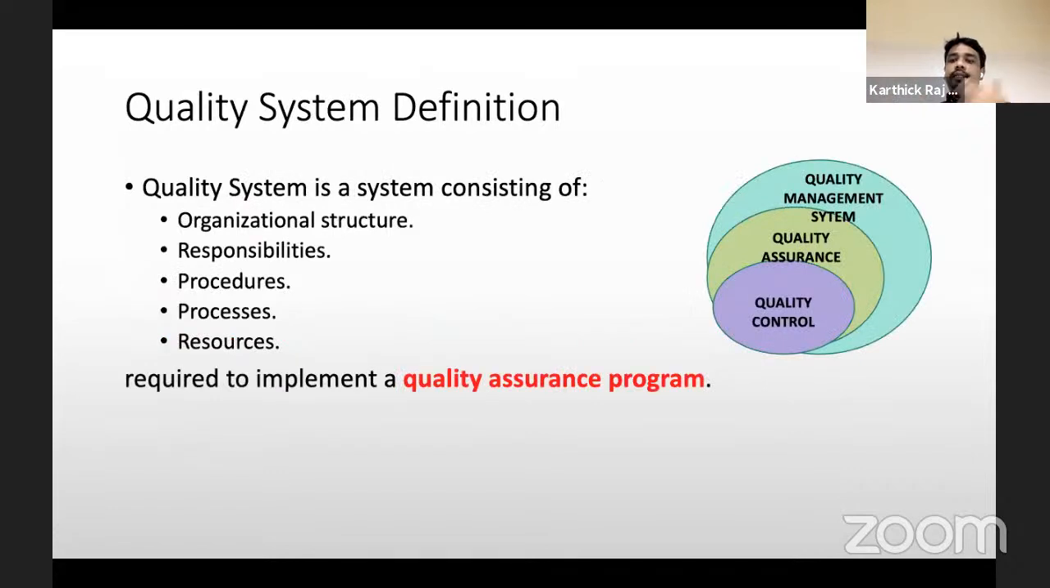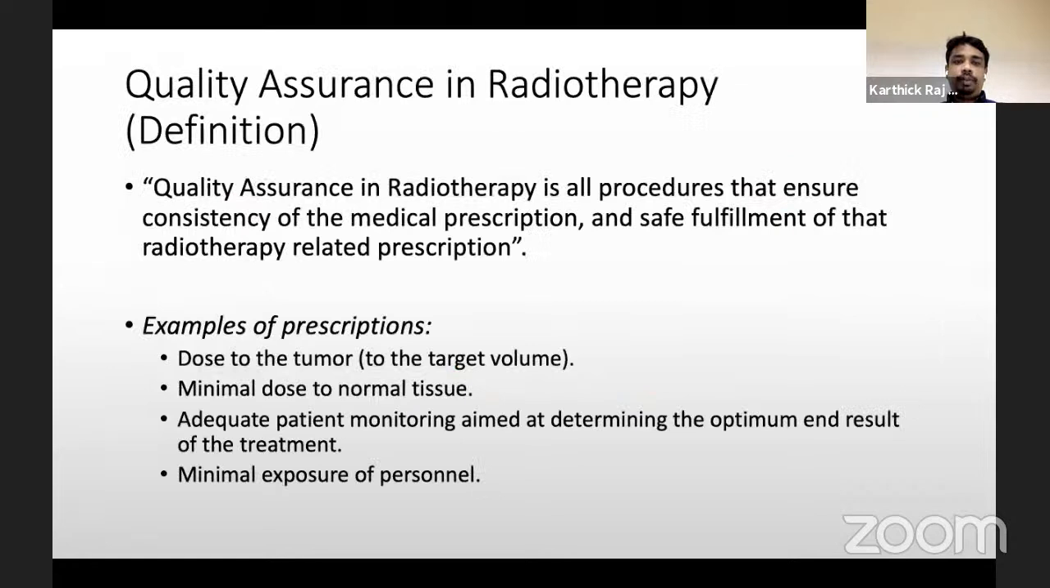In the quality management system, quality control and quality assurance are an integral component, and the responsibilities, procedures, processes, and resources, everything has to be included. Coming to quality assurance in radiotherapy, it's all about the procedures that ensure consistency of a medical prescription and the safe fulfillment of the radiotherapy prescription. For example, if you want to prescribe 50 gray and I'm able to deliver the dose within plus or minus 2% to the tumor with all the uncertainties, it'll be really great. We have a level of plus or minus 5%, but if you are able to bring it down to 2 to 3%, you can really expect the tumor control you require, and you are able to reduce the normal tissue toxicity as much as you deserve.